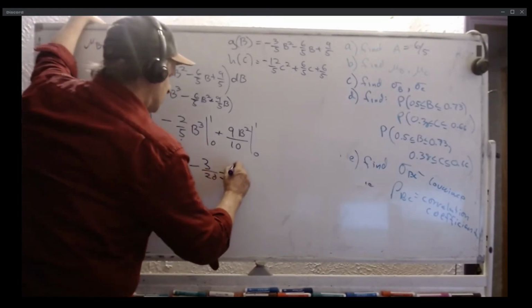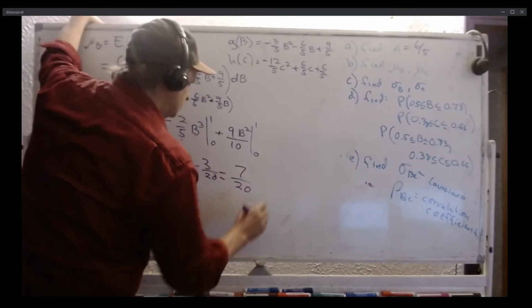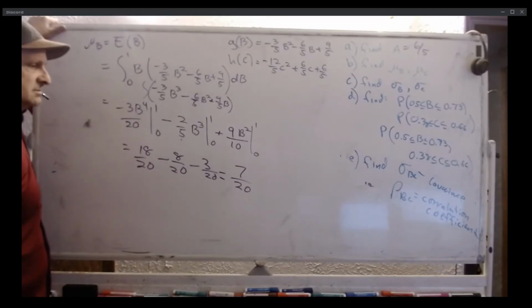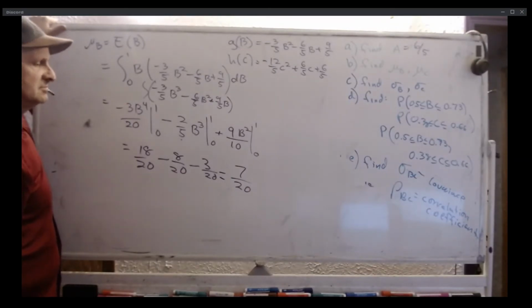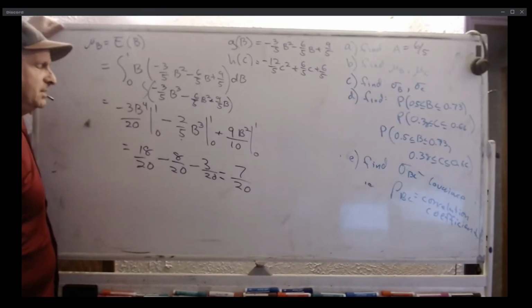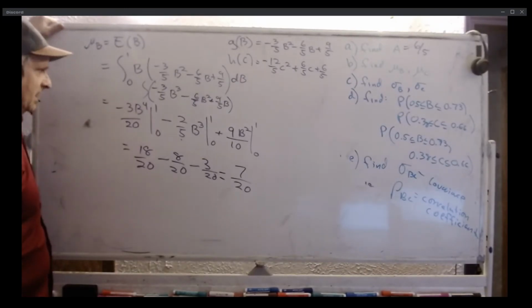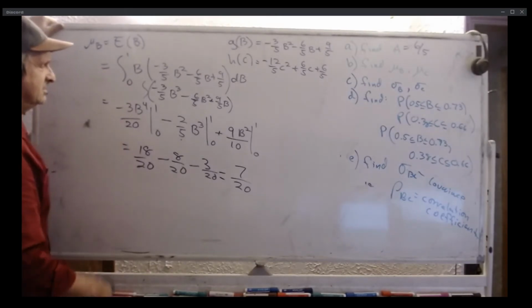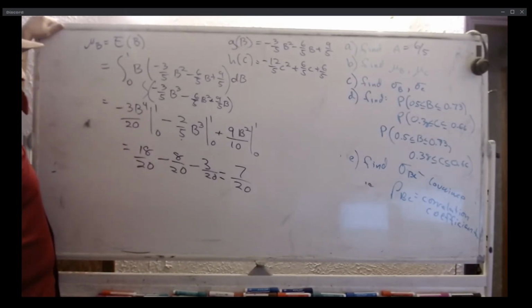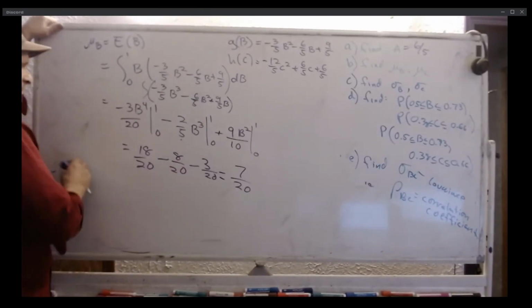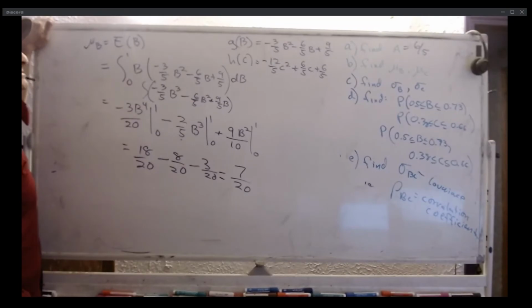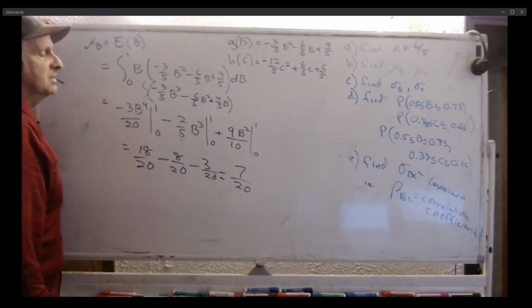I get 7 over 20. Is that right? That's what I got. Believable. It's better than a negative mean when it can't possibly be negative, right? Thanks for catching that, whoever did. Seven out of 20. That's the average. That's the mean value.